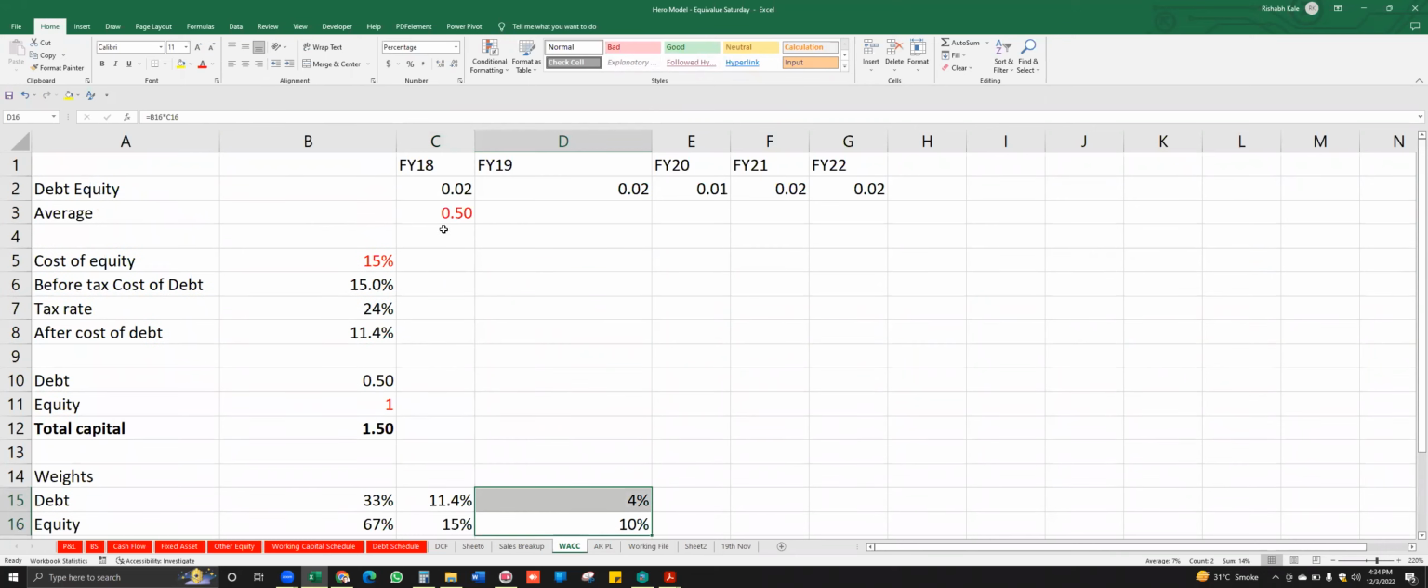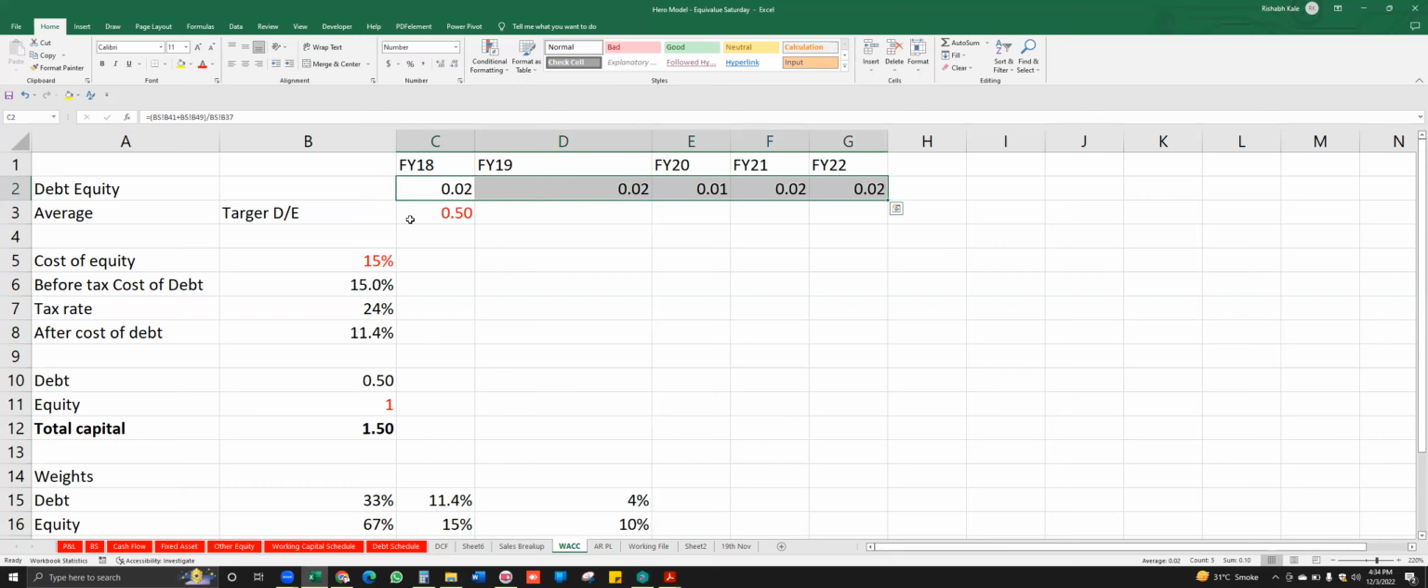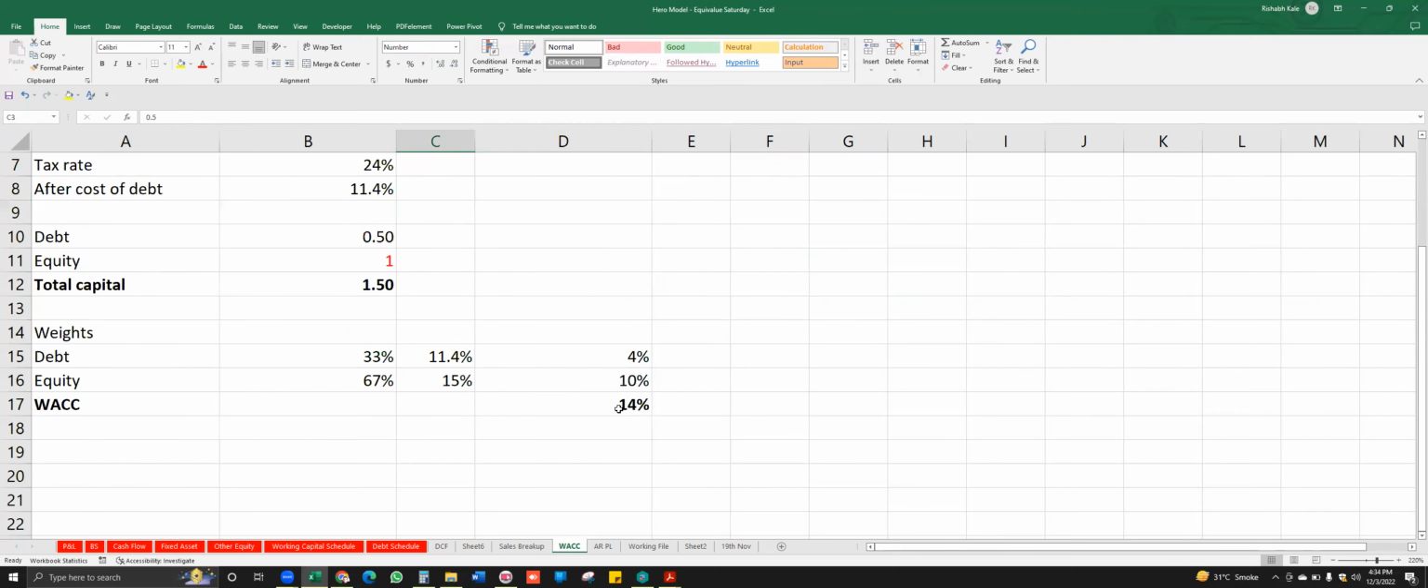See, with just one, this is one amount. This is usually a target. The target debt to equity. If target debt to equity is given, then you have to take the target. If target is not given, you have to take the historical debt to equity. Now let us assume that we have taken the target. Company has given an assumption that they will maintain a target, and this will be your WACC.